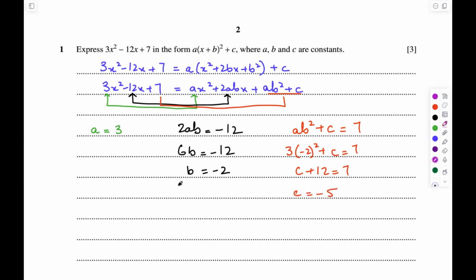Once we have the values of a, b, and c, we can write the expression as 3 into x, and the value of b is minus 2. So this will become minus 2 whole squared, and the value of c is minus 5. So the final expression will be 3 into (x minus 2) whole squared minus 5.